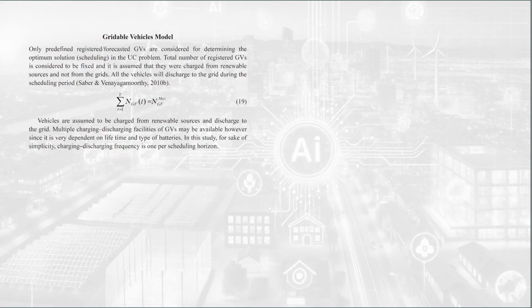Gridable vehicles model. Only the registered GVs are considered to determine the optimal solution in the UC problem. This number is fixed and is assumed to have been charged with renewable sources rather than from the smart grid. All vehicles are discharged to the grid during the scheduling period.